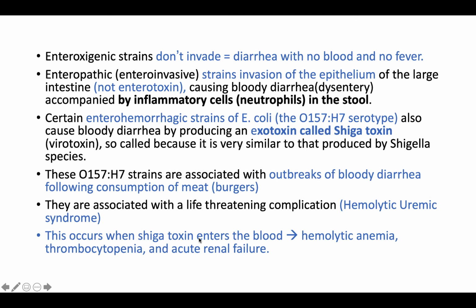And this occurs when the Shiga toxin enters the blood: hemolytic anemia, thrombocytopenia, and acute renal failure. This is one of the hemolytic anemias. This is very important as well for board exams.